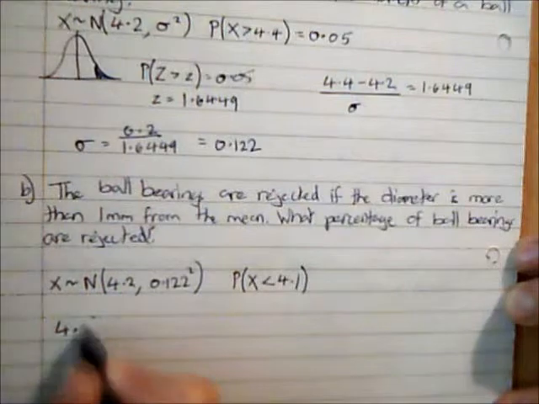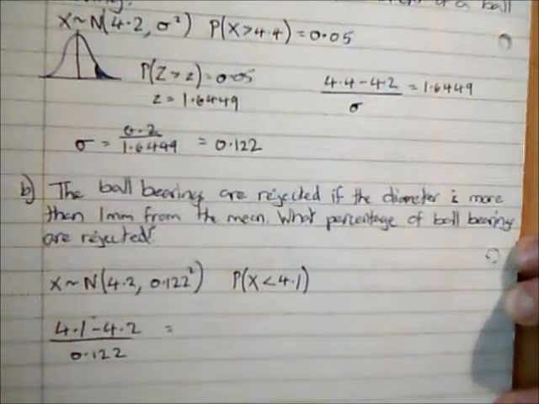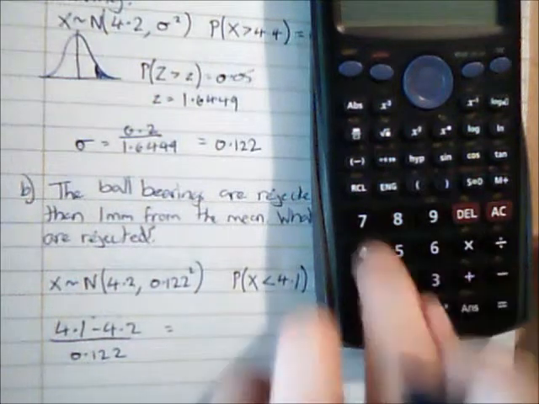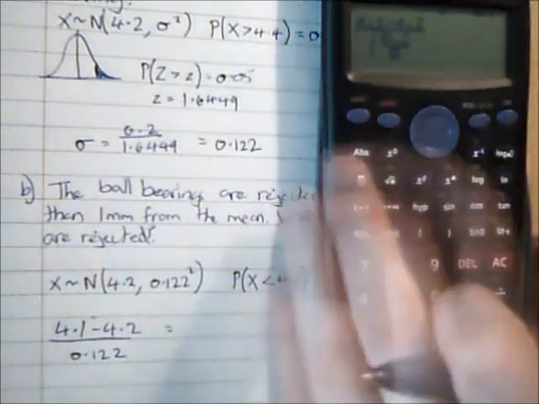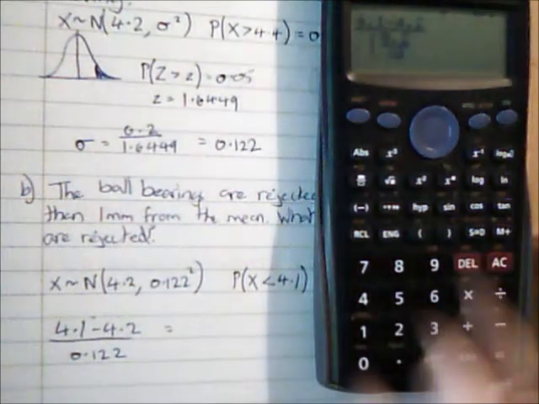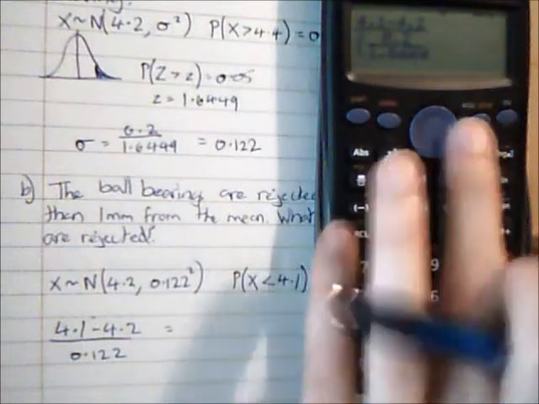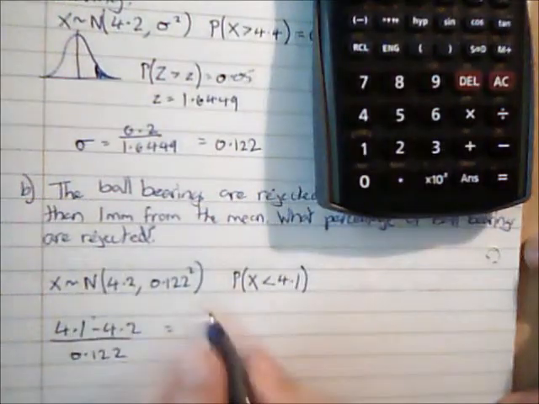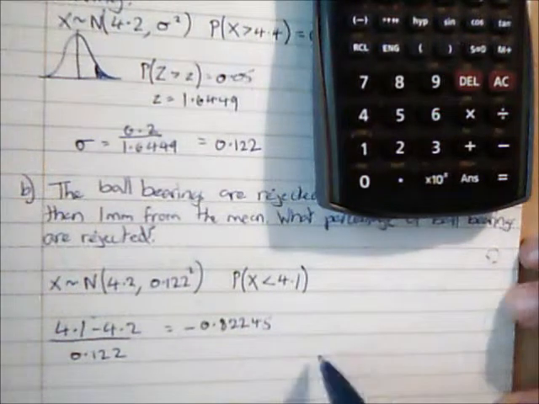So we're going to do 4.1 subtract 4.2 over 0.122 to give me what I want here. I'm actually just going to put in my calculation again from part A, because I don't want to lose a little bit of accuracy. It's easy enough to do here. I could have stored it in my calculator, which would probably have been sensible as well. So I get a value here of negative 0.82245.